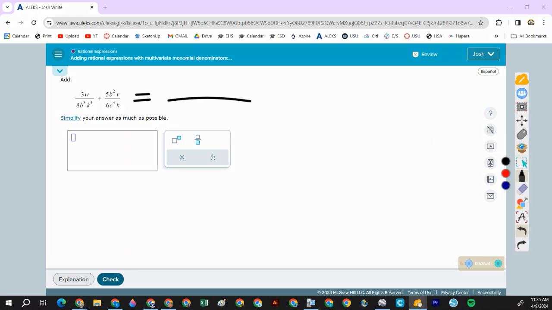All right. What is my common denominator here? Well, 2, 2, 2, B, B, B, K, K, K, and 2 times 3, C, C, C, K. So my common denominator needs 3 2's. So 2 times 2 times 2. A 3, 3 B's, 3 C's, and a K.